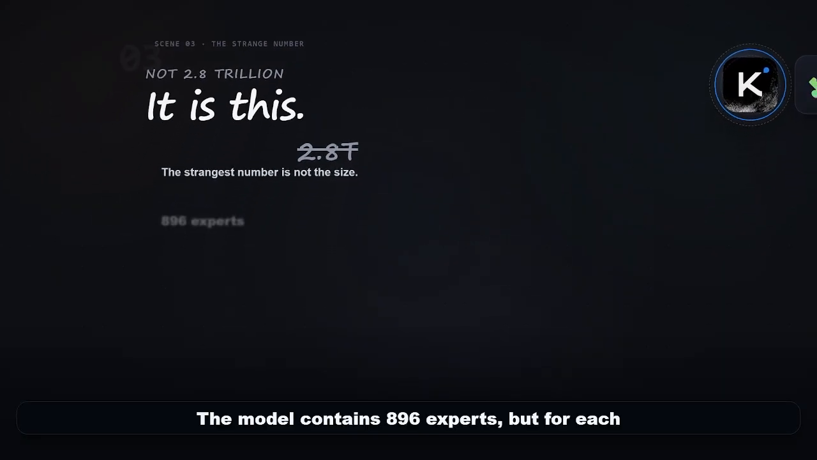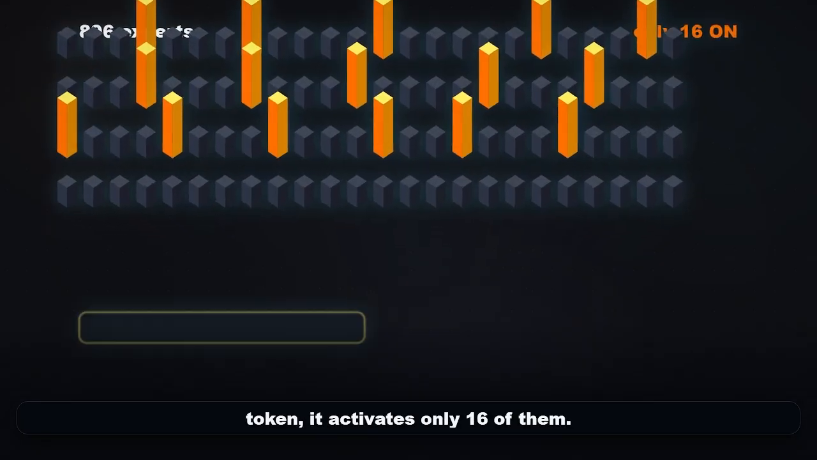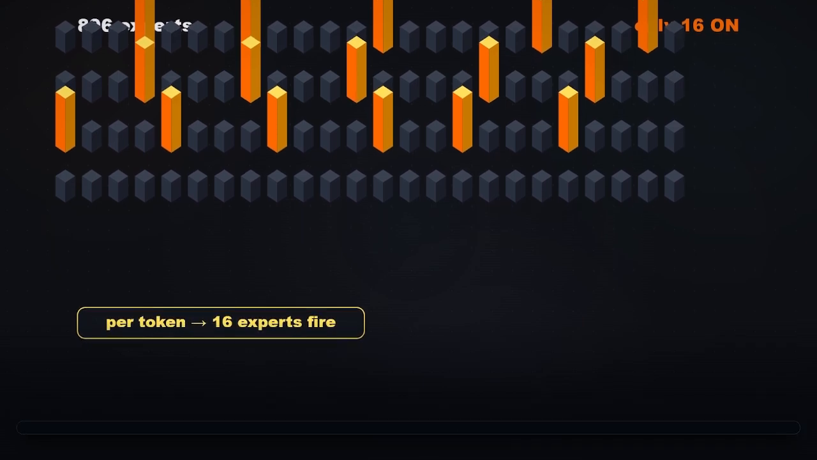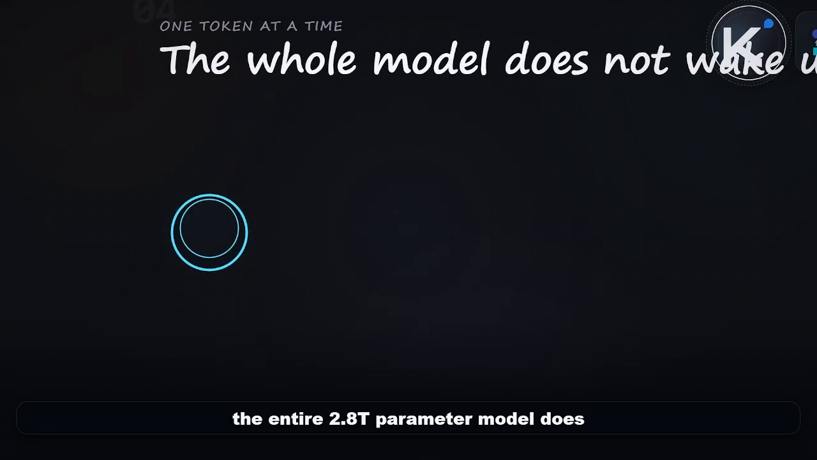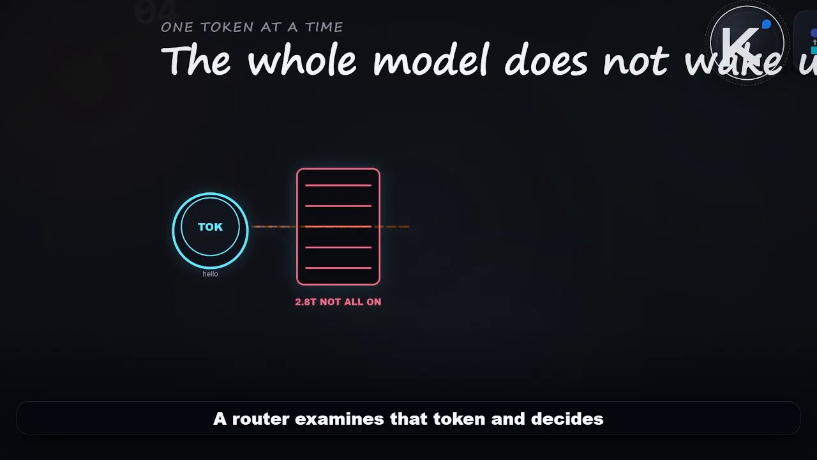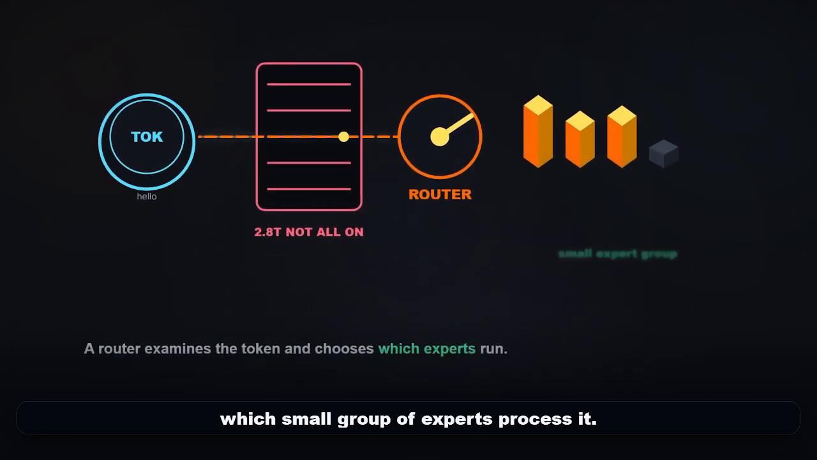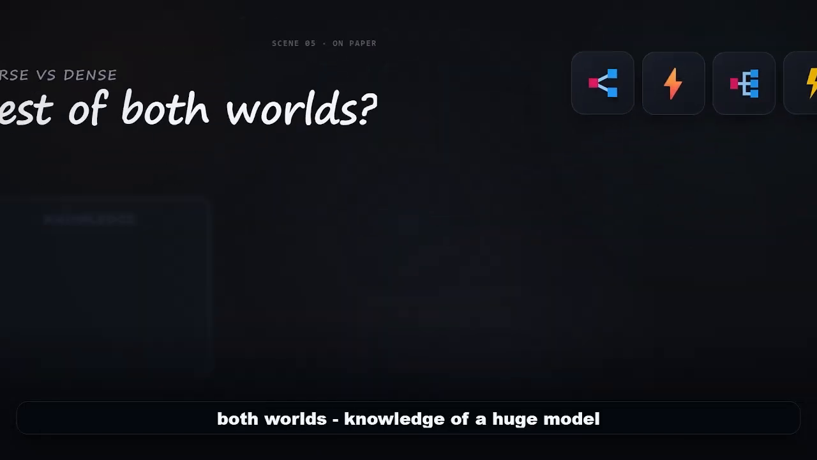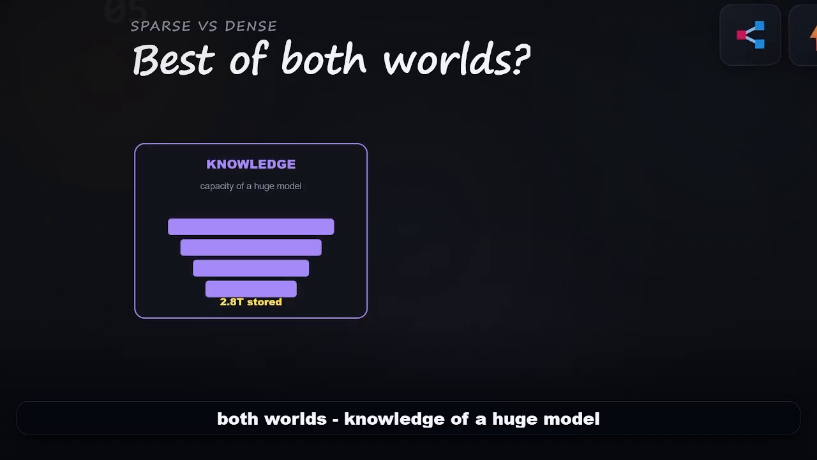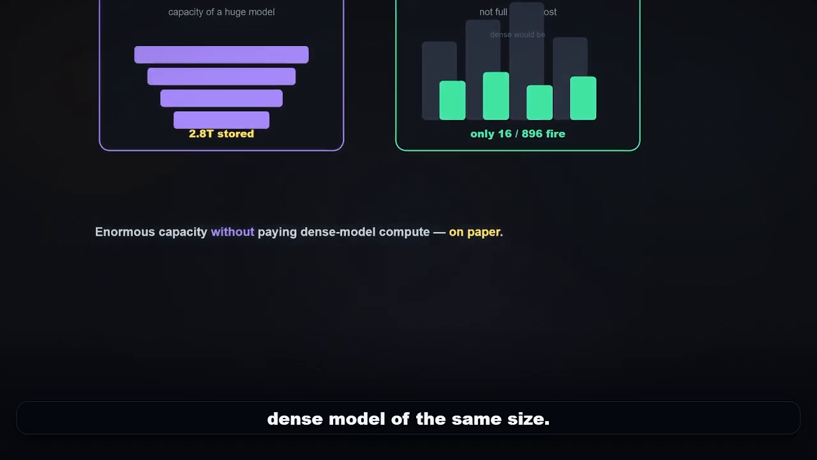It is this. The model contains 896 experts, but for each token, it activates only 16 of them. So when you type a word into Kimi K3, the entire 2.8 trillion parameter model does not suddenly switch on. Instead, a router examines that token and decides which small group of experts should process it. On paper, this sounds like the best of both worlds, the knowledge capacity of an enormous model without paying the full compute cost of a dense model of the same size.